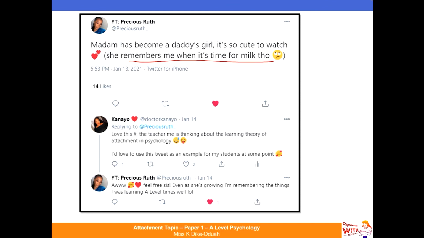And here we would literally just thwart the whole learning theory of attachment and say, well, it doesn't really explain why this particular infant appears to be more attached to the father than the mother, but only remembers the mother when it comes to feeding.